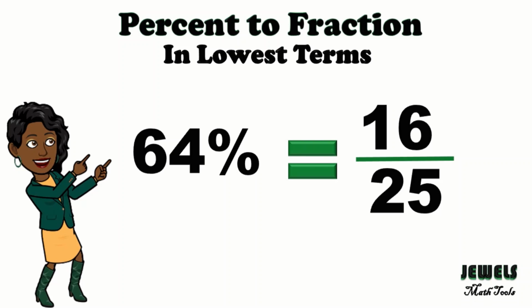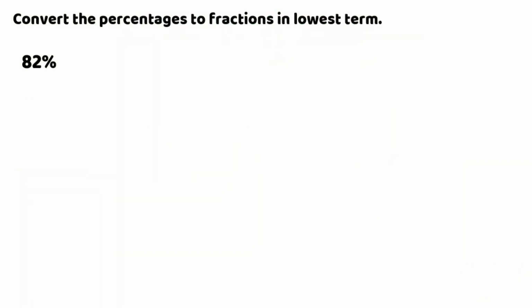In today's session, we're going to be converting a percentage into a fraction and reducing it to lowest terms. In our first example, we're going to be converting the percentage 82% into a fraction and reducing it to its lowest term. Remember that whenever converting a percentage into a fraction, your percentage is always out of 100. So my percentage 82% as a fraction will equal 82/100.